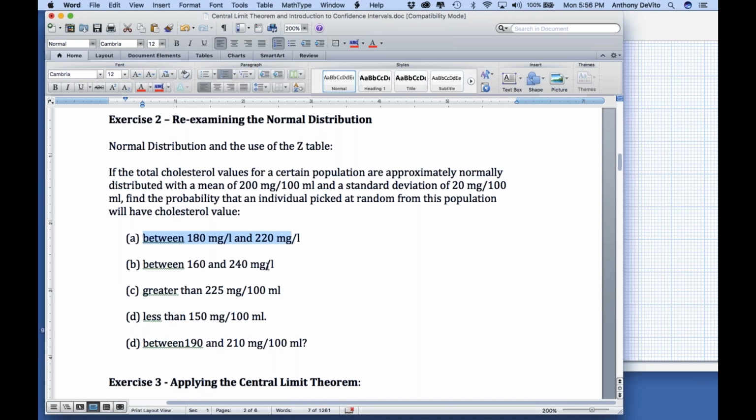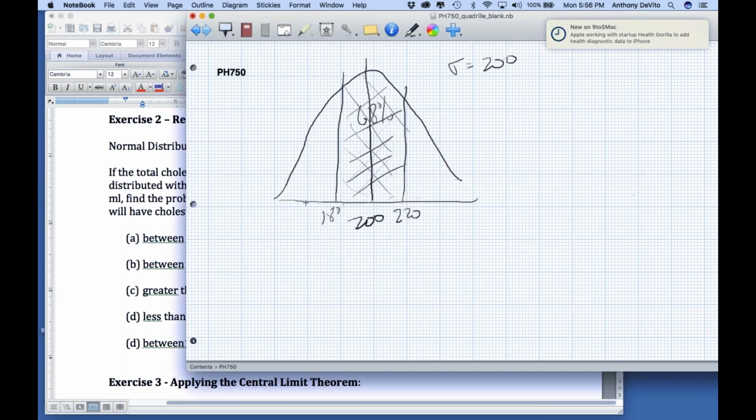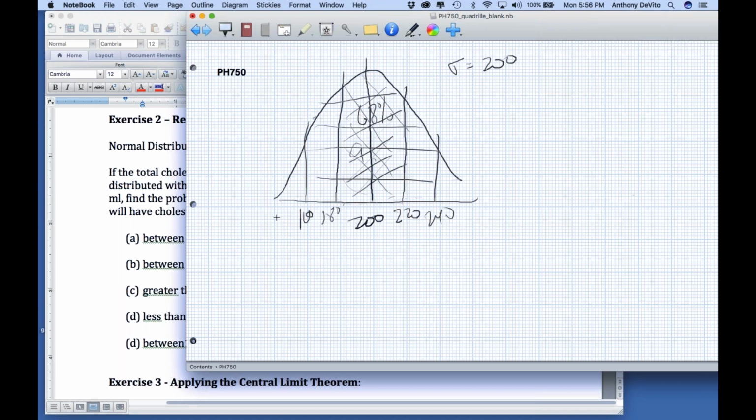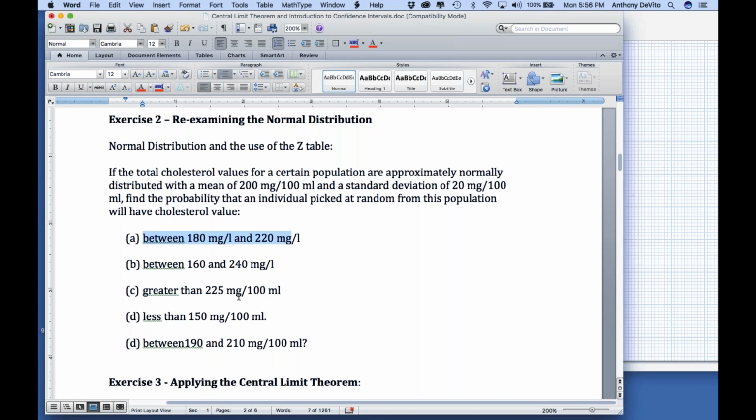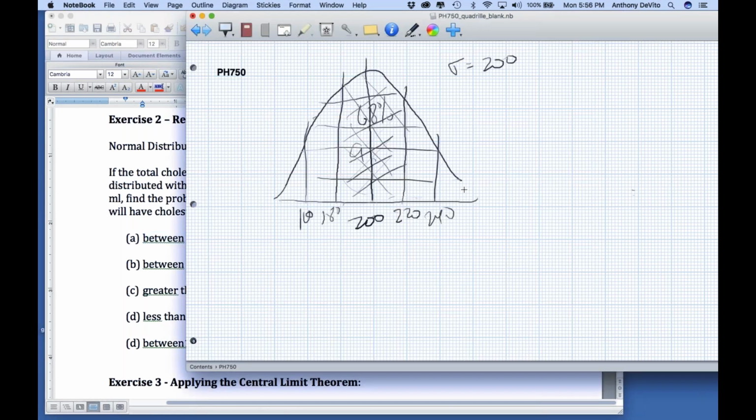68% of the population. How about between 160 and 240? That would be 95%. Yeah, there you go. Right? 95%. Guys online getting that? Yep, I see a couple of answers there. Okay, that'd be 95%. How about greater than 225 milligrams? Okay, greater than 225 would be this area in here. Well, how are we going to determine that? Yeah, we got to go to the Z table, right? Because it's not an even number.